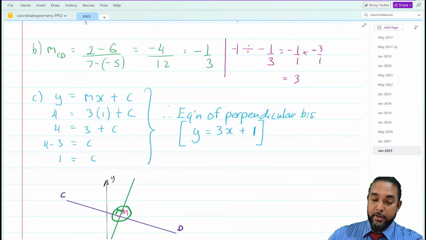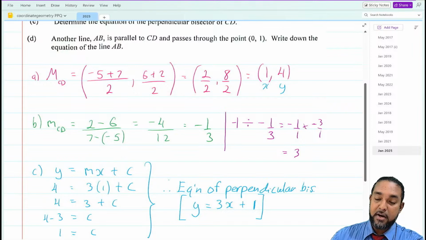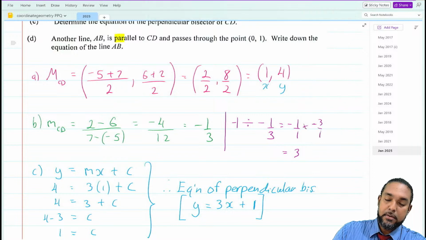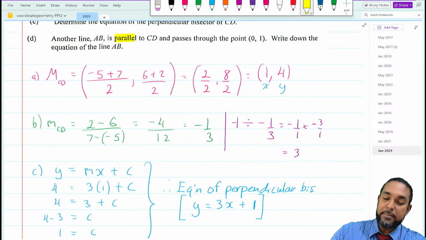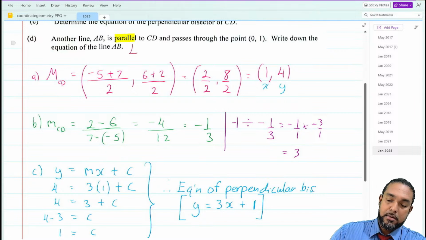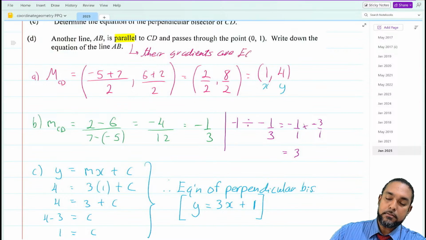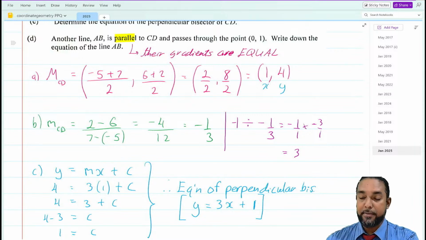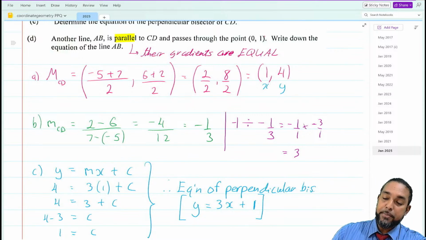Then the last part of the question: another line AB is parallel to CD. What does parallel mean? There's also a thing here with the gradient. When two lines are parallel, what does that mean for their gradients? Their gradients are equal. Yes, they have the same gradient.